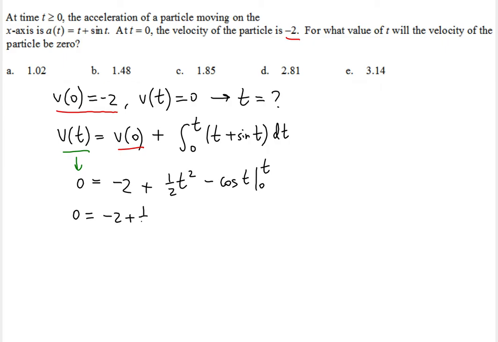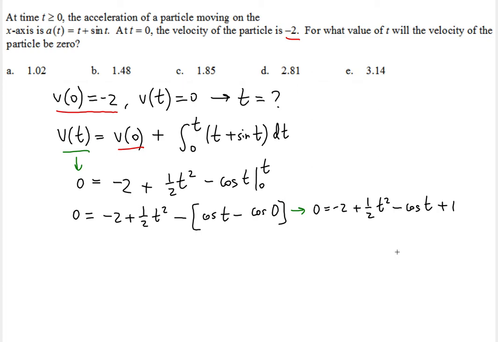So -2 plus 1/2 t squared minus, and then we plug in the top first and subtract the bottom input of the function. So cosine of t minus the cosine of the bottom. That gives us 0 is equal to -2 plus 1/2 t squared minus cosine of t, and then cosine of 0, as we know, is 1. There are two minuses, so it's just plus 1.